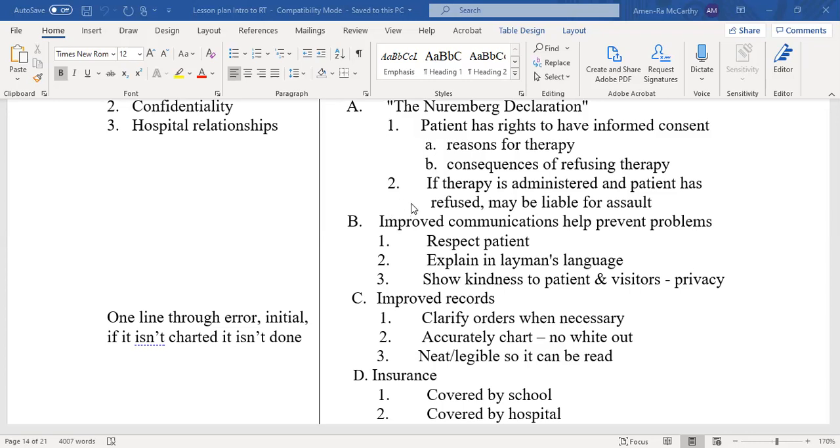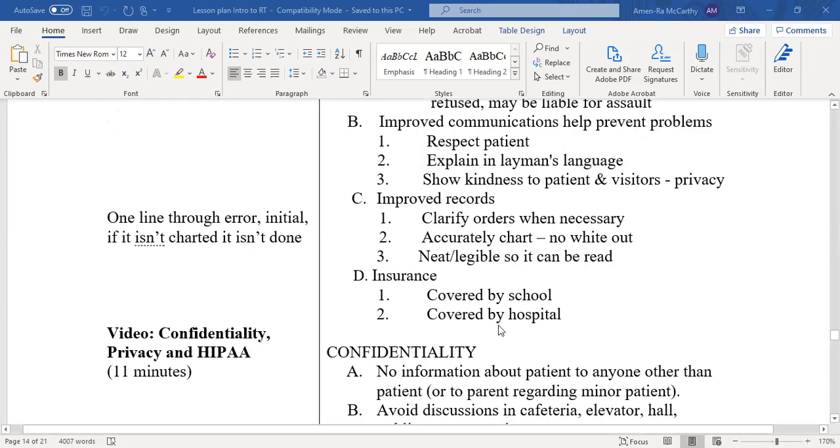Okay? Now, as I said, you as a respiratory therapist student are covered by the hospital and covered by the school. Your insurance is covered by the hospital and the school. So when you mess around and make a mistake, or if something happens to you, you slip and fall, right, down the steps, or you stick yourself with a needle when you're getting an ABG, those type of things are covered. You don't have to pay for that, okay? Your treatment is covered by the school and by the hospital. All right.